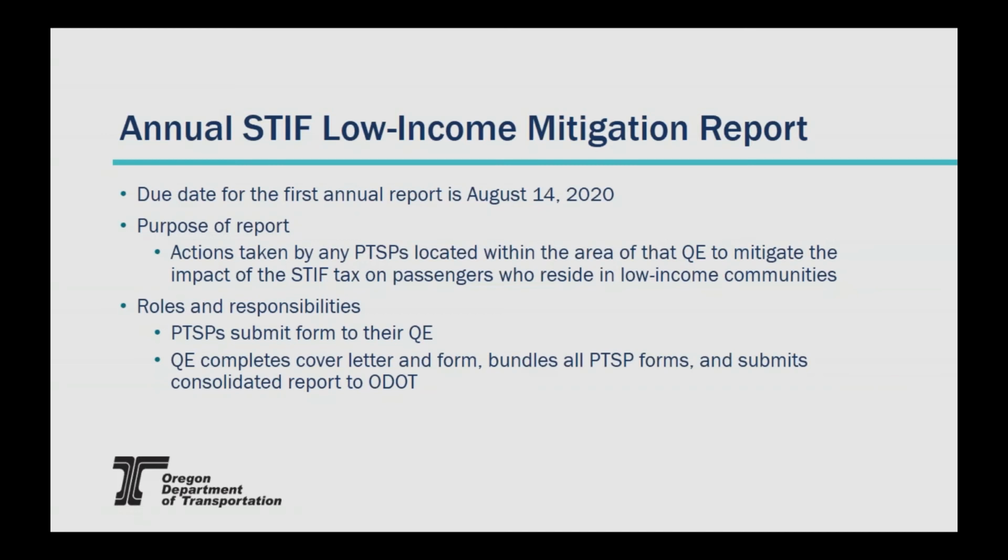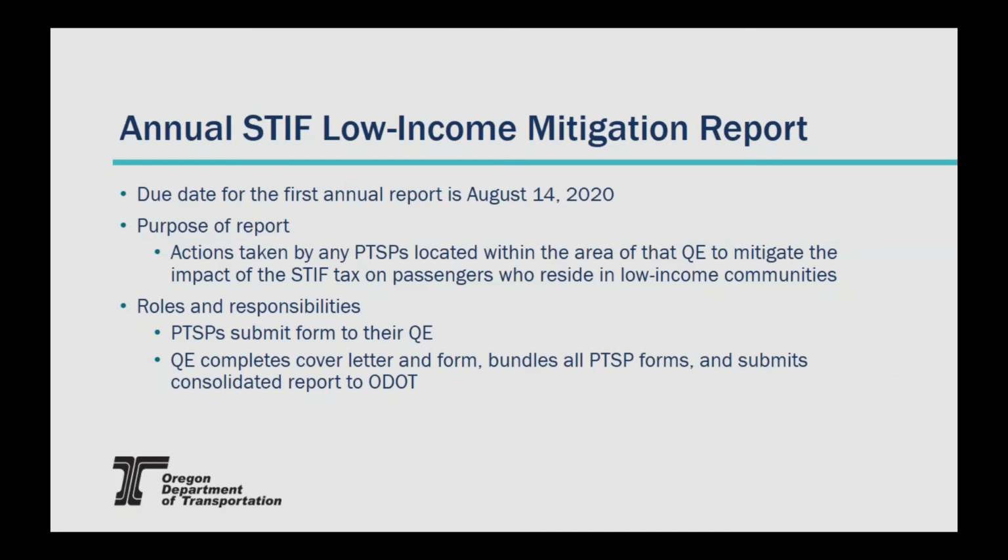So to go over the details, the purpose of the report is to collect actions taken by any PTSPs located within the area of a QE to mitigate the impact of the STIF tax on passengers who reside in low-income communities. And to complete this requirement, the PTSPs will submit a form describing those activities to the appropriate QE, which is generally based on the location of the PTSP, and we'll get to how you know which QE to report to in the next slide, or 2 slides from now, actually.